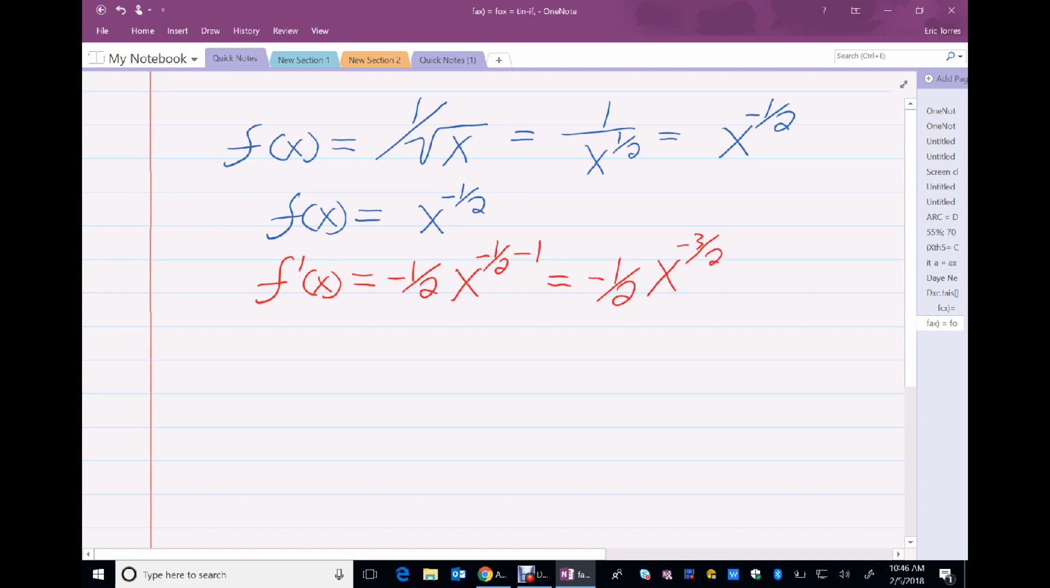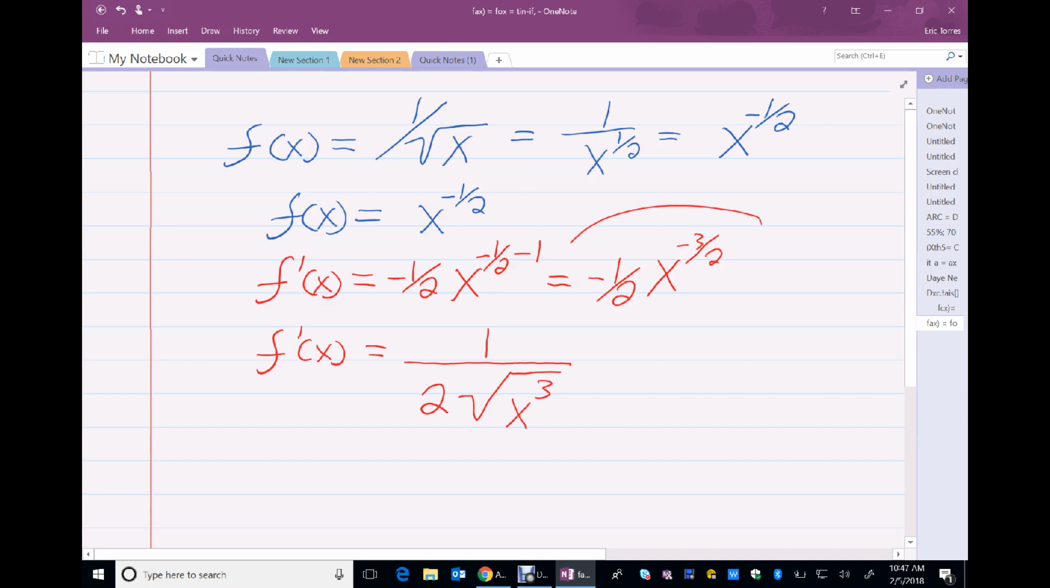Now, a couple things I can do with this. I can leave it in this format, or I can put it back in radical format. If I was to put it back in radical format, okay, I would have to have a 1 in the denominator. In the numerator, I have my 2. I'm looking at bringing this down, which will make the exponent positive. Also, you should recognize that that 2 as a fraction is a square root. So I bring it down. I'm taking the square root of x cubed.